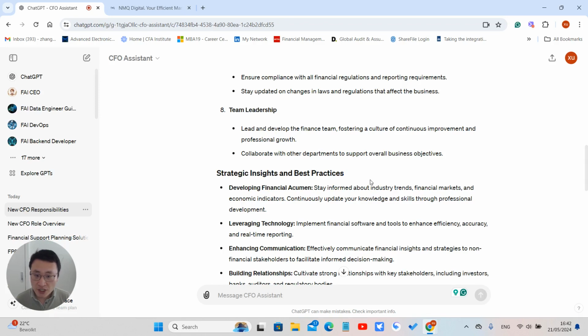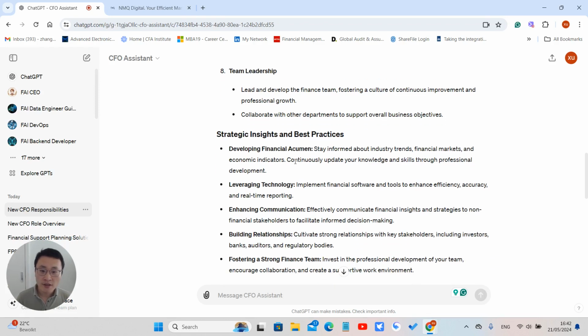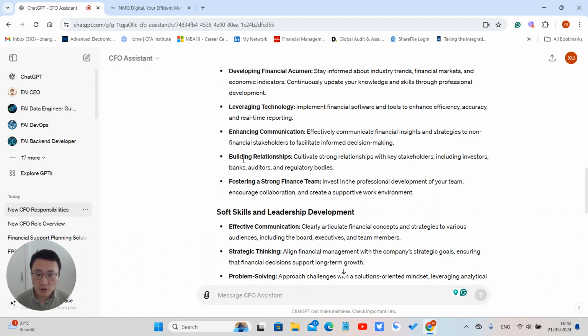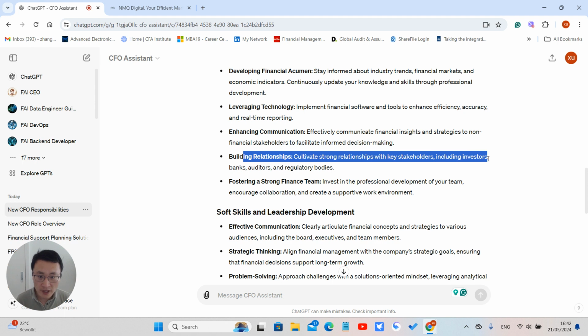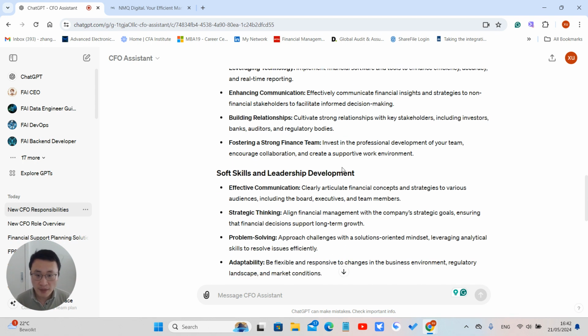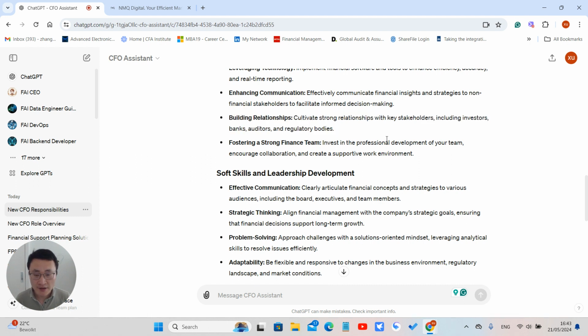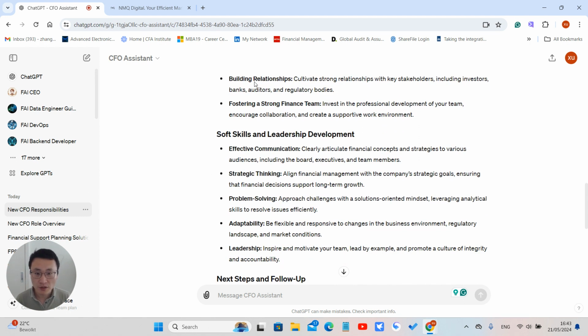And here it also gives us some strategic insights and best practices. First is developing financial acumen: stay informed about industry trends, financial markets, and economic indicators, and continue to update your knowledge and skills through professional development. Leveraging technologies, enhancing communications, building relationships with the key stakeholders, including investors, bankers, auditors, regulatory bodies, and fostering a strong finance team. I think it understands our situation very well, right? We are a new CFO. Probably we don't have similar experience before in terms of building relationships with those people. Now it suggests us to pay attention to that.